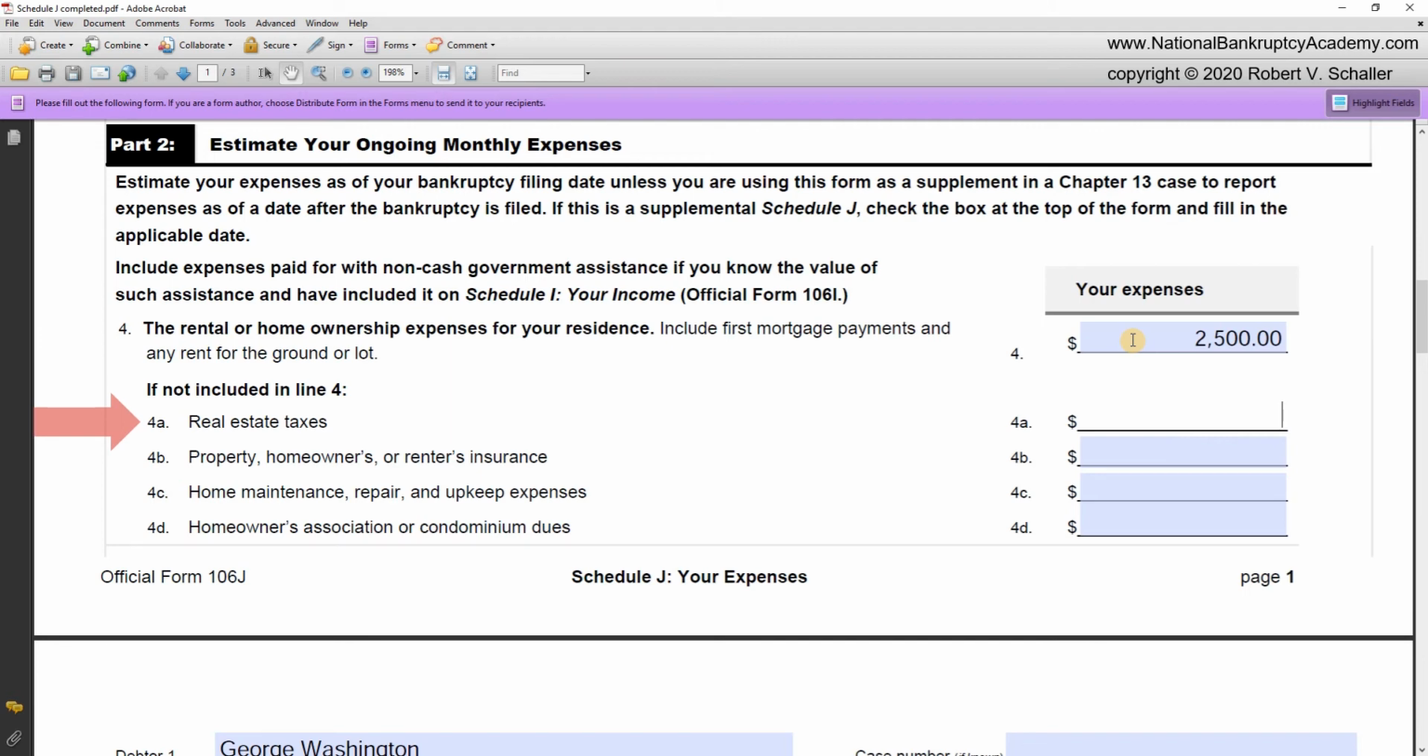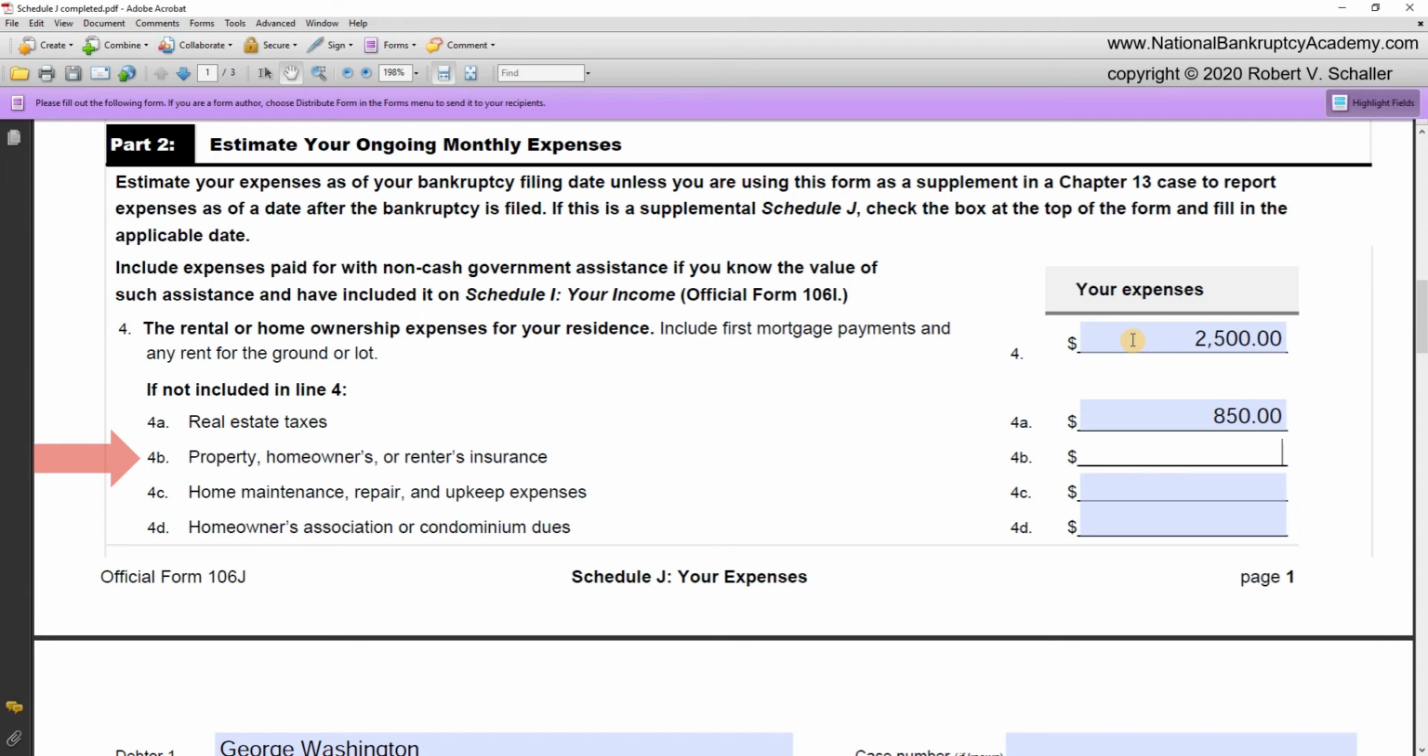On line 4, it says, if not included in line 4, add the following expenses. 4A is real estate taxes. In George and Martha's case, real estate taxes are not included in the mortgage payment. George and Martha Washington paid them separately. So therefore, real estate taxes should be listed on 4A. And the amount of that is $850. Now, in the event that real estate taxes were included in the mortgage, then 4A would be 0 because the real estate taxes would be included on line 4.